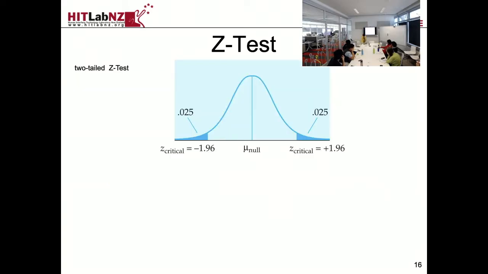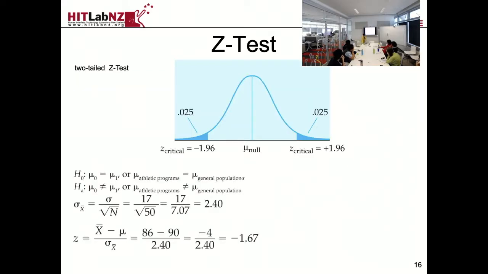But here, the z-critical value has been changed, right? And for that reason, our value will not be located within this area. Our value will be around here, right? So is this significant or non-significant?